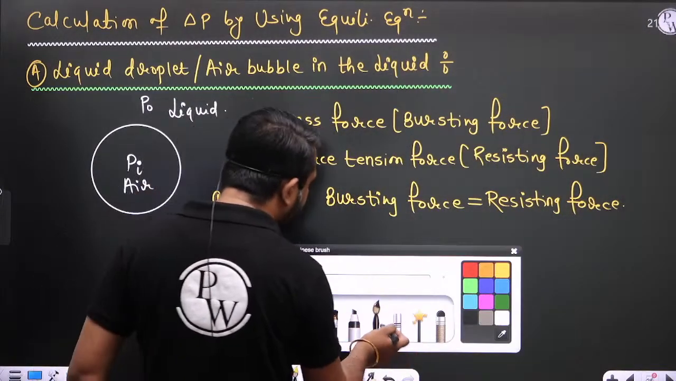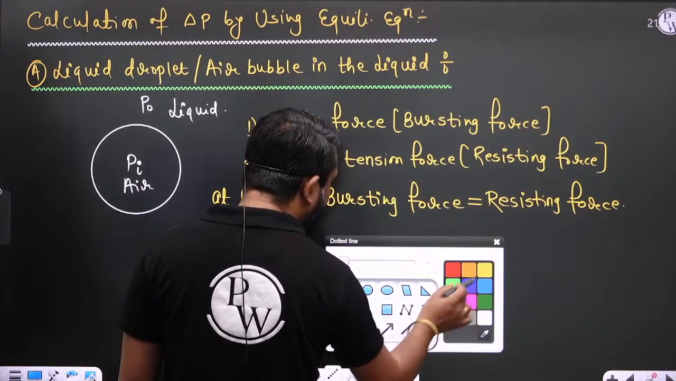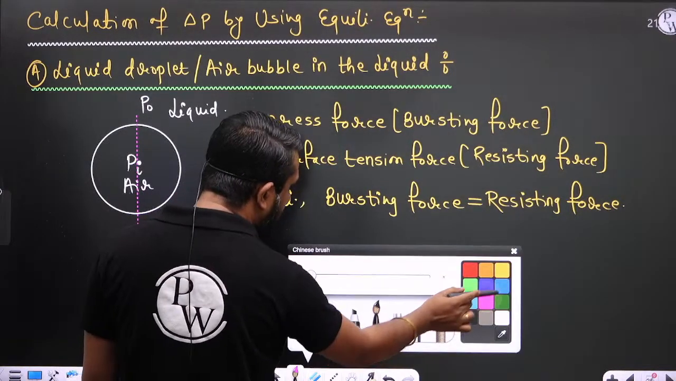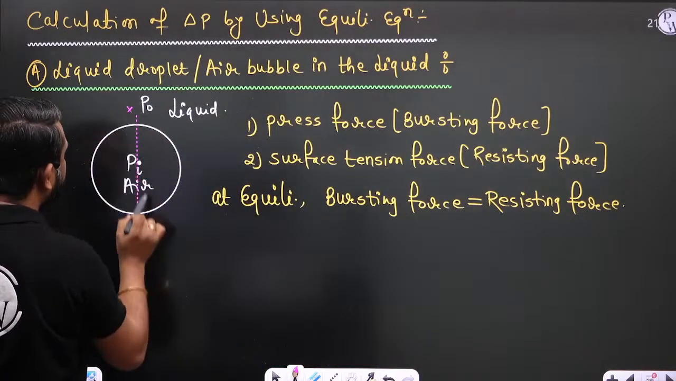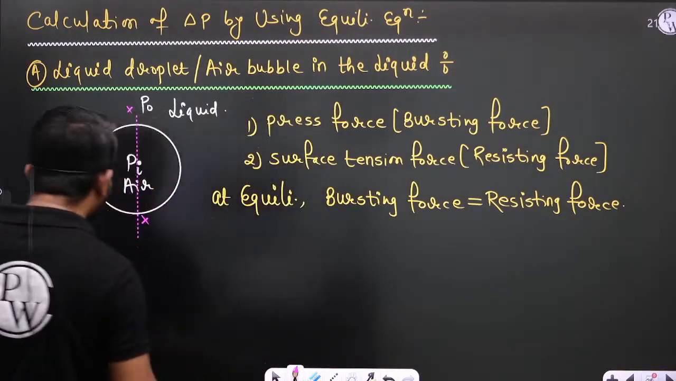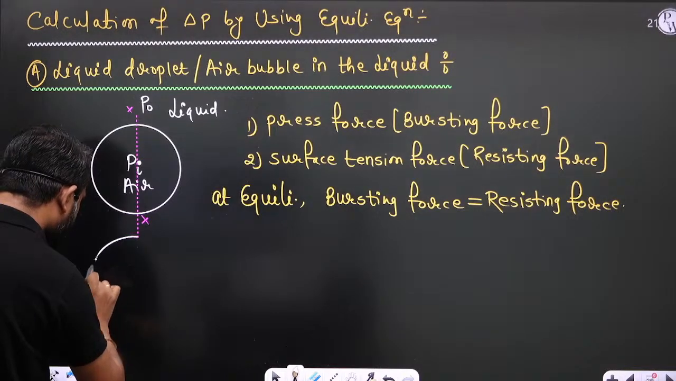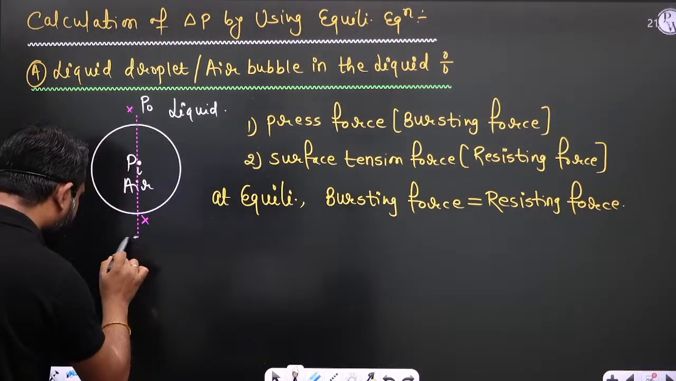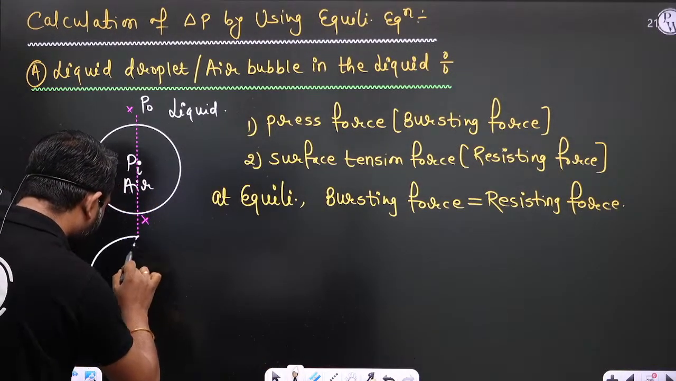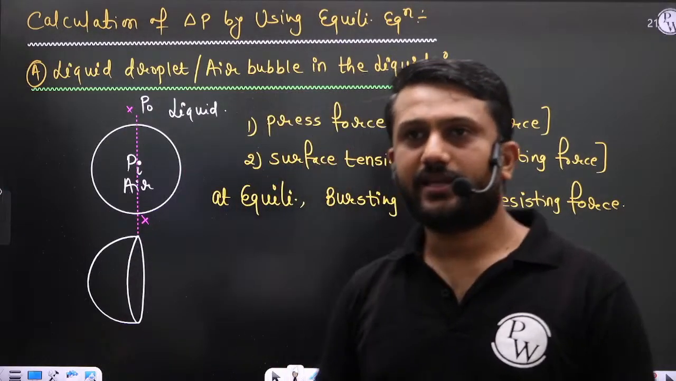So, if you want to see the bursting force and the resisting force, what I am doing here is, let us cut this air bubble. Without cutting, it is not possible to see these forces. So let us cut this air bubble. If you cut this air bubble, it is something like this now.